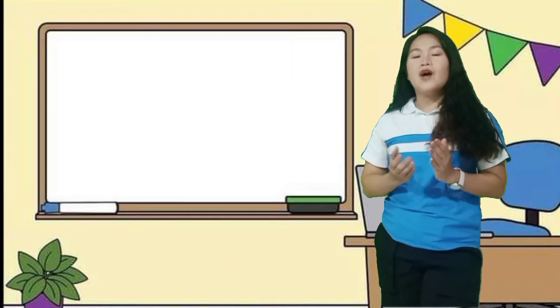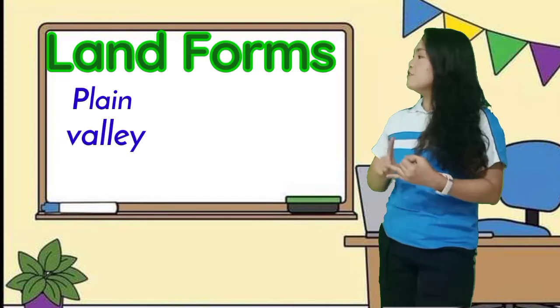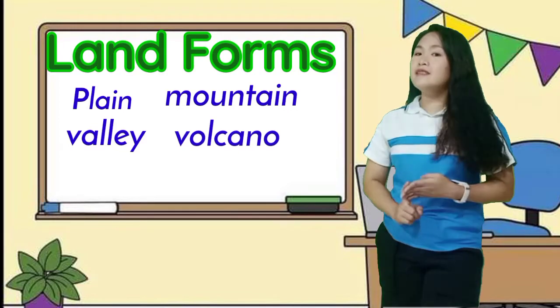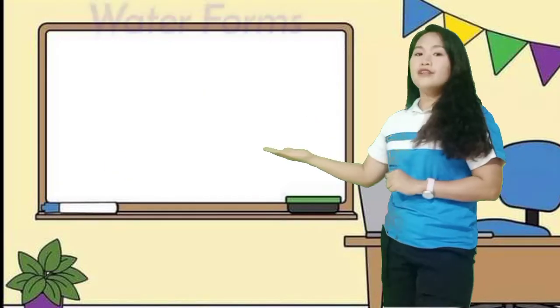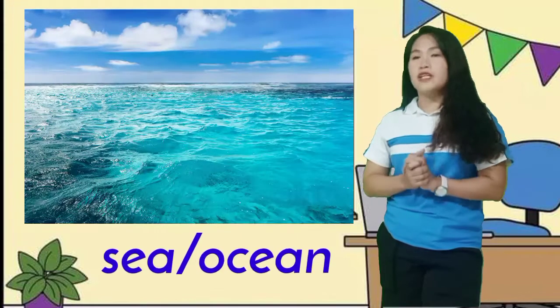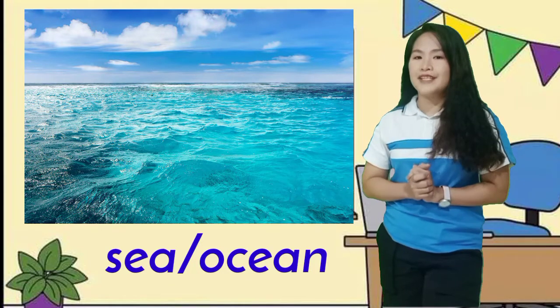So kids, what are the landforms? We have the plain, the valley, mountain, volcano, and hill. And now let's learn about the water forms. We have the sea or ocean. It is a large body of salt water.